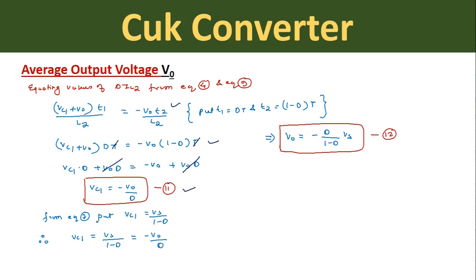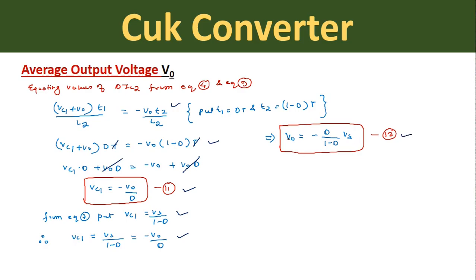Now from equation number 7 put Vc1 is equal to Vs upon 1 minus d. Now we will equate this Vc1 value and this Vc1 value. We will get Vs upon 1 minus d is equal to minus of V0 upon d. So from here we will get the final average output voltage equation for the Cuk converter, which is equal to minus of d divided by 1 minus d into Vs. Let this be equation number 12.